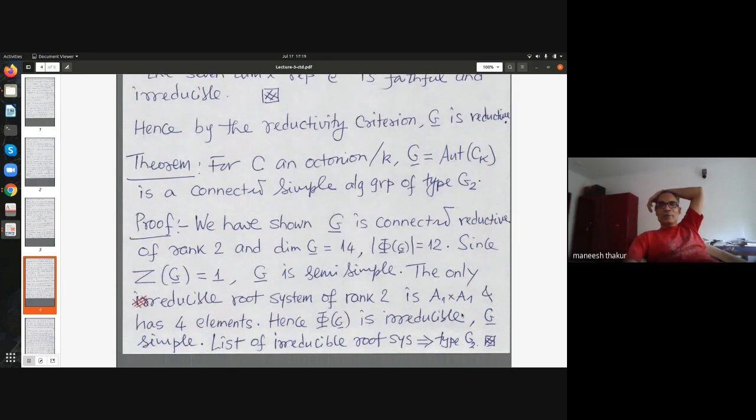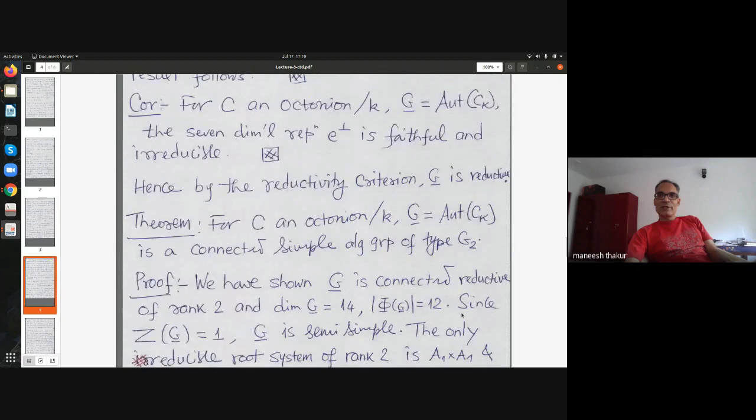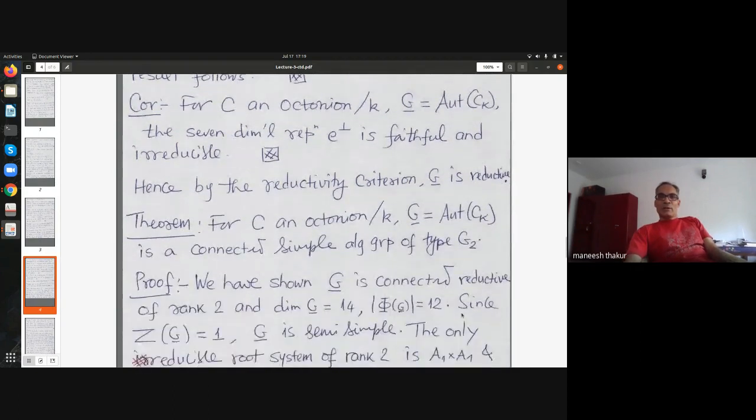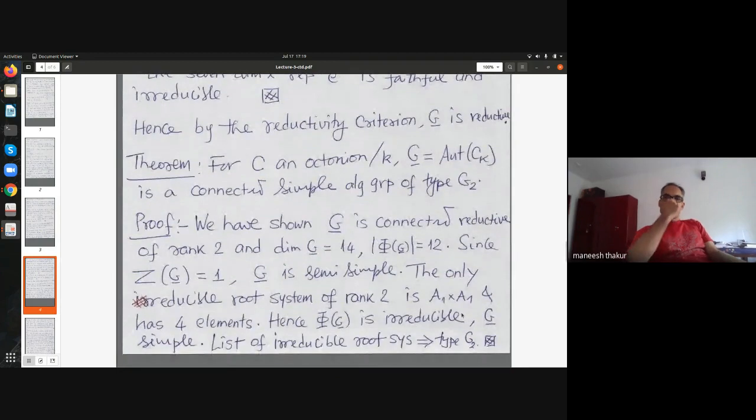Any questions? So this proof, I don't know who to attribute it to, but it may be due to Chevalley, Cartan, several people. But the proof is quite neat, I think. Okay, so I pause here. If any questions you want to ask.